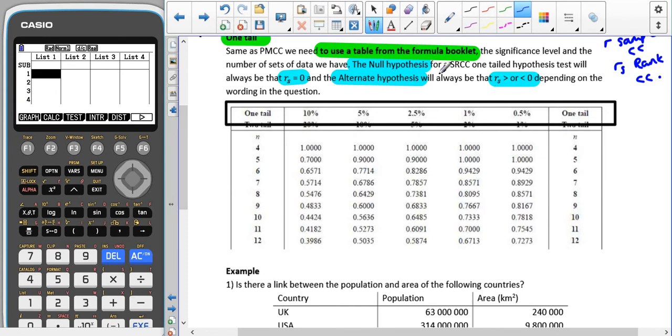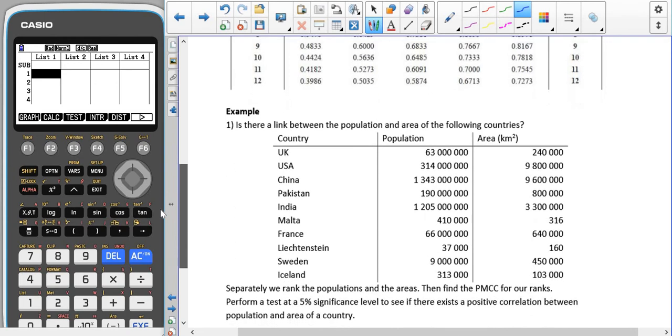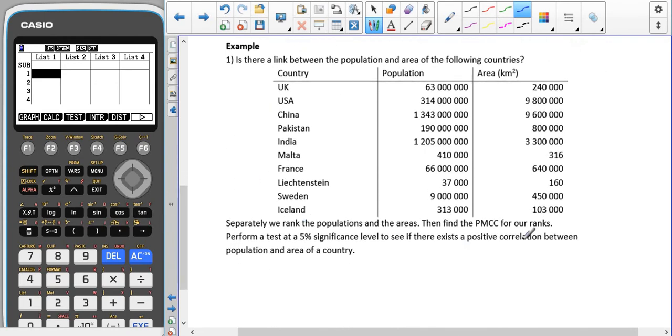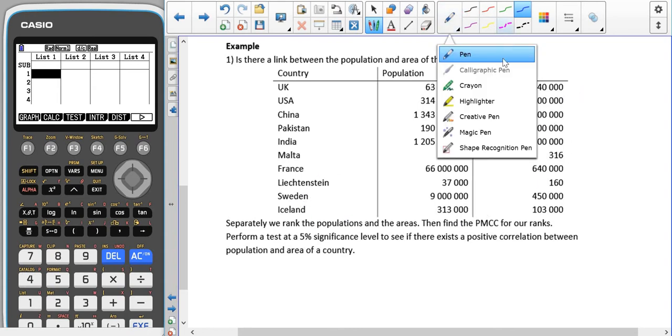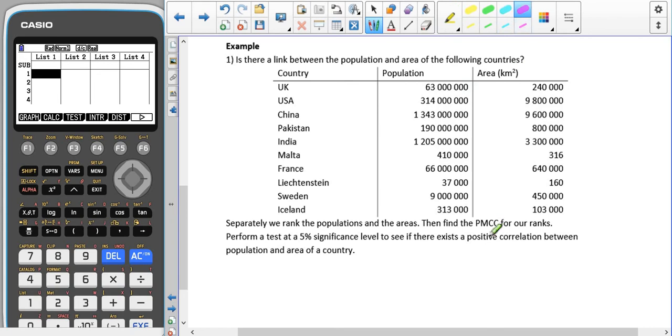You can see again that I've done a snippet from the formula booklet to show the table. And you can see again it's got on the top one-tailed and two-tailed. For this first bit, because we're only looking at one-tailed tests, we're going to be reading across the top again. And again down the side it's got the sets of data. So the first example, we're seeing if there's a link between population and area. Here we're specifically told that we are looking for a positive correlation.